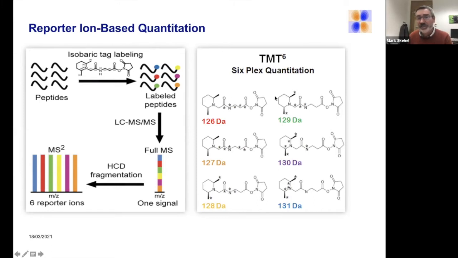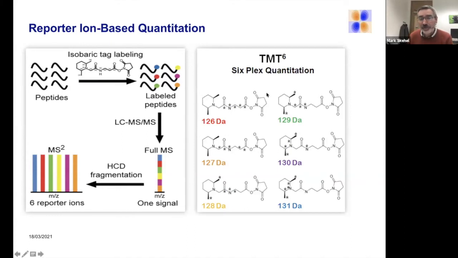So here are the reagents. This is showing the 6-plex labels. They now go up to 16. So multiplexing is great, whereas with SILAC, multiplexing is quite difficult. You've really only got 3 possibilities. Here we can now go up to 16.